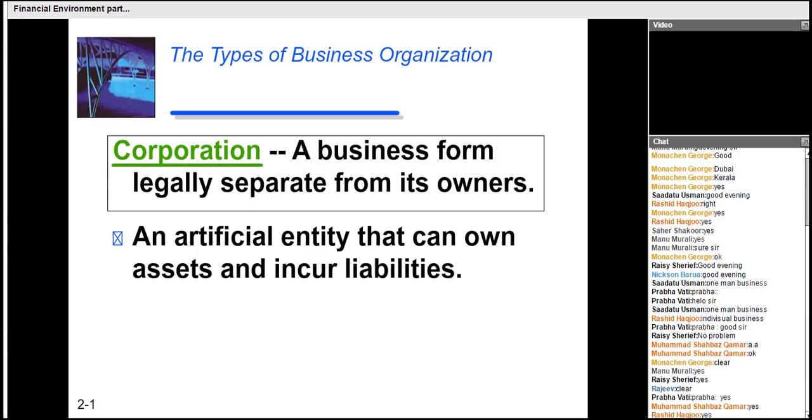So no one exactly owns that company, but that company has its own entity. That company can sue anyone, or anyone can sue the company, and then the company will be responsible. You understand? So the corporation is not owned by a single person. It is owned by a group of people, and it has its own entity. Clear?